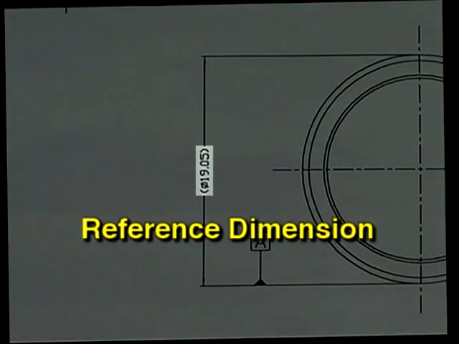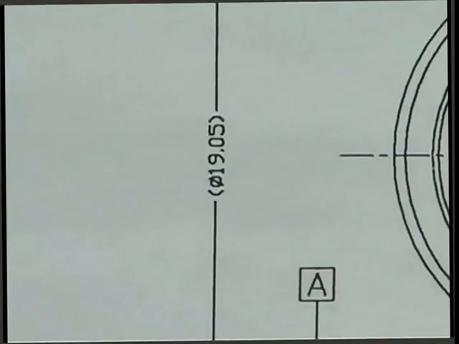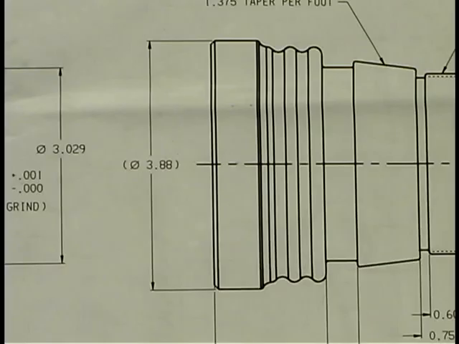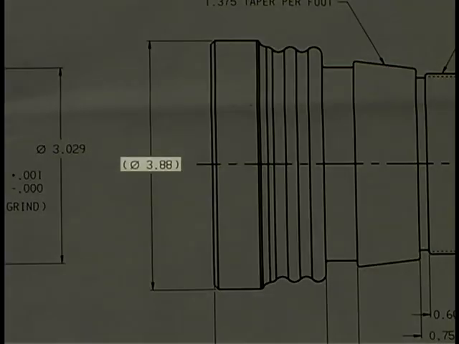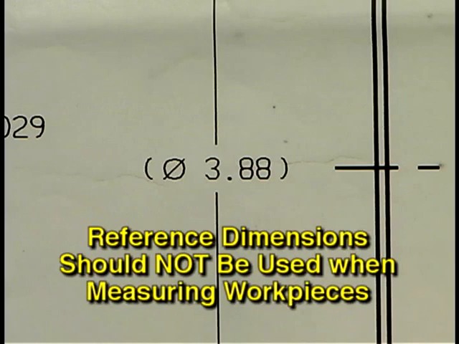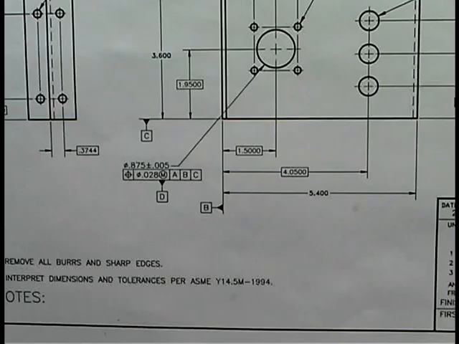This is a reference dimension. Any number on a part print which is enclosed in parentheses is a reference dimension. A reference dimension does not have a tolerance. It is used by a machinist for information purposes only and is not used for machining or inspection operations. Reference dimensions are established from other values shown on the print or are sometimes a repeat of a dimension already given. Reference dimensions should not be used when measuring workpieces.